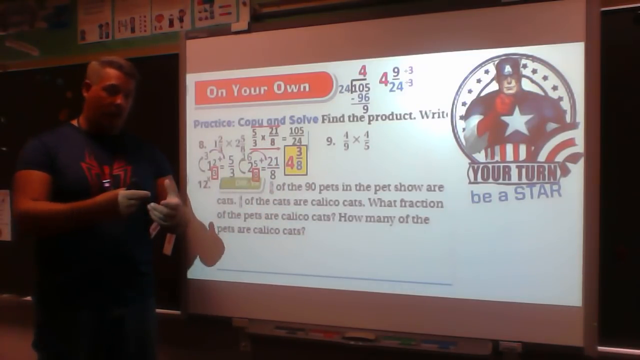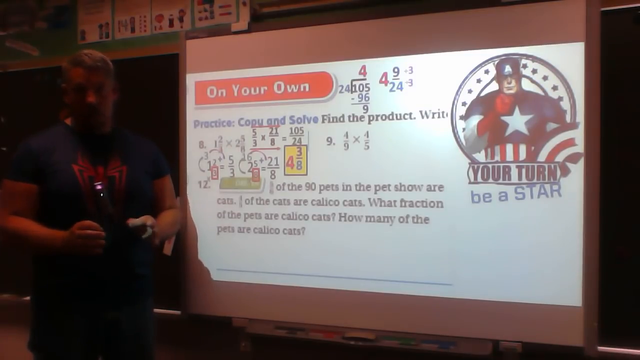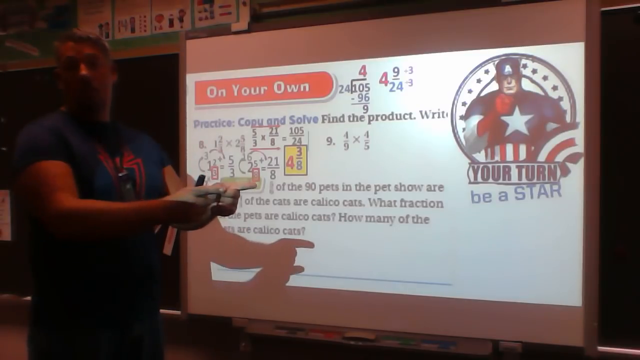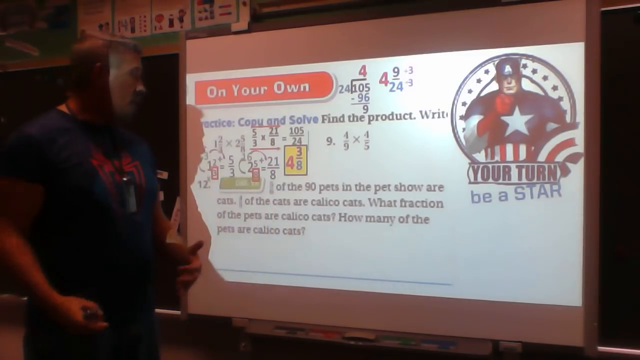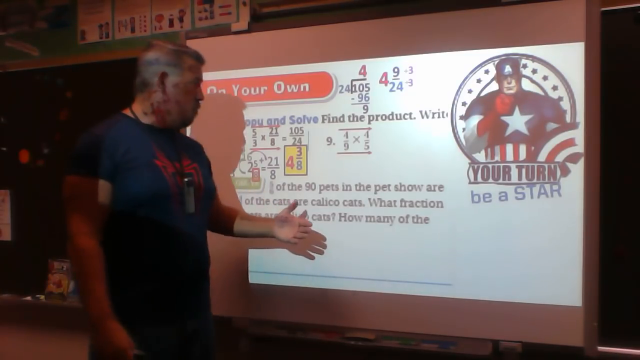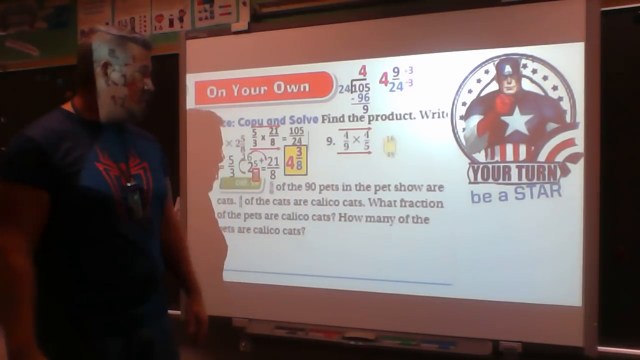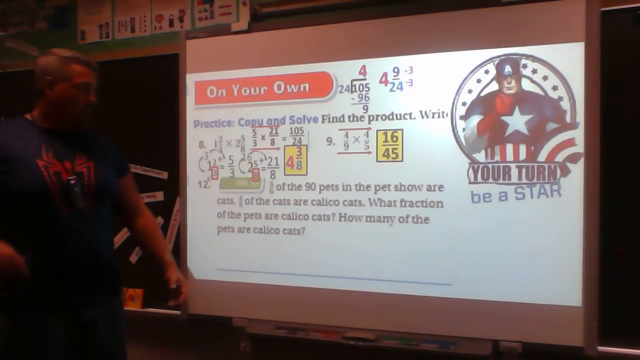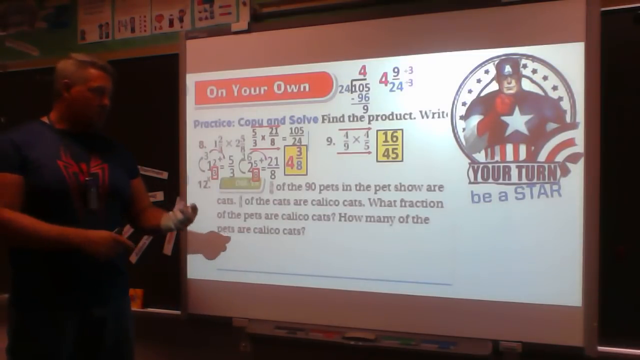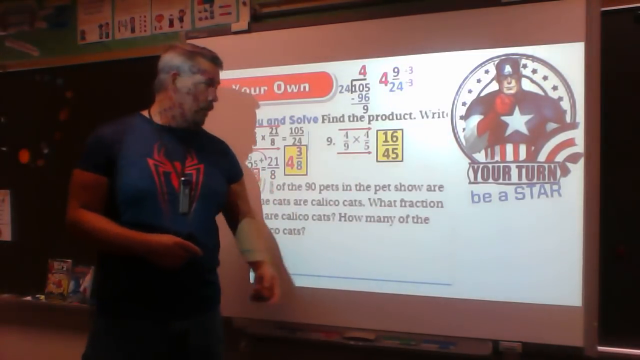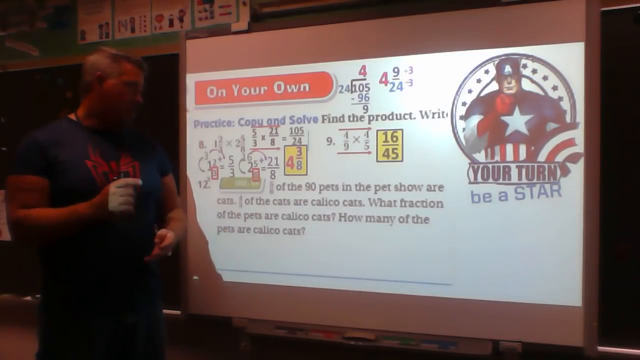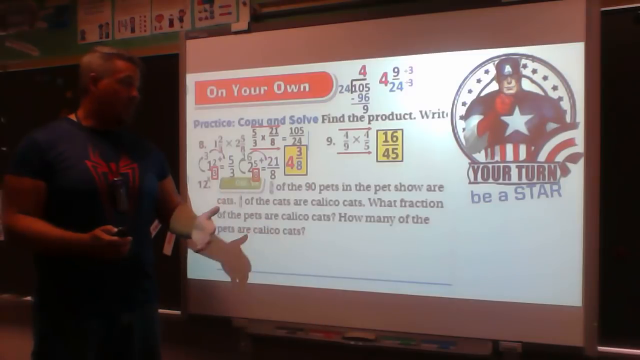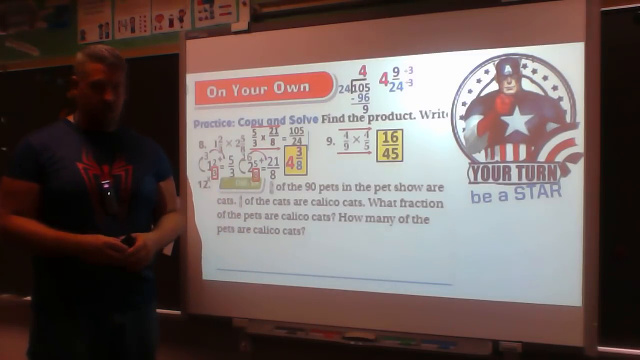All right, so now the next one should have been a little bit easier. So our rules for multiplying, I can do it. I multiply across, I reduce or simplify when I need to. So if I just multiply across, I have 4 times 4, which is 16, and 9 times 5, which is 45, and they're not even. And there's nothing that's going to go into either one of them evenly. So 16/45 is your final answer.